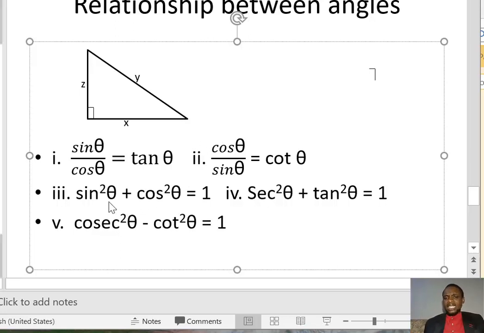Another thing to be noted is that sin square theta plus cos square theta is equals to 1. Let's see that too.